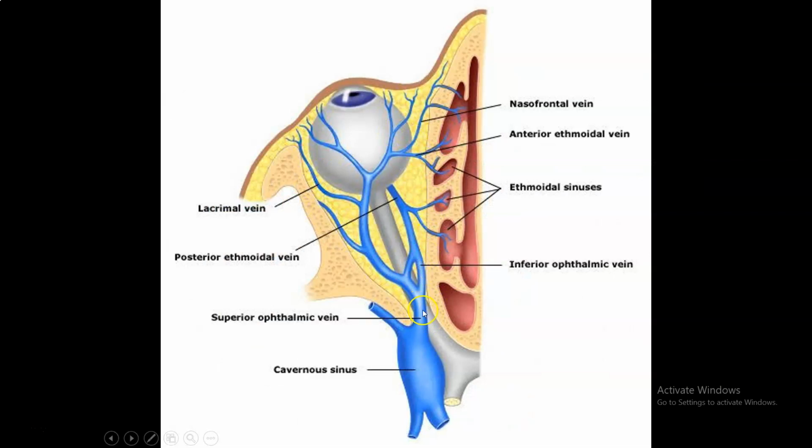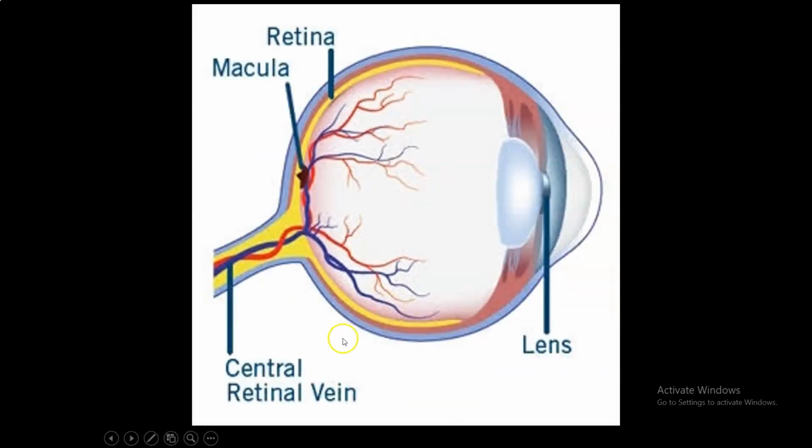Again, the inferior ophthalmic vein drains into the cavernous sinus. Here the inferior is draining into the superior, and both are draining into the cavernous sinus. This is to show you the central retinal vein as it passes from the retina inside the substance of the optic nerve, passing in the subarachnoid space.